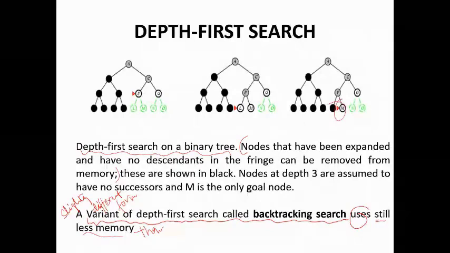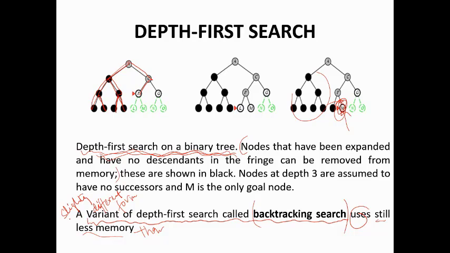I told you about the goal. So depth first search on a binary tree, this is an example. It has moved from here, here, and then come back, and then come here, going first here, and then this way. Finally we reach the goal. The nodes that have been expanded and have no descendant in the fringe can be removed from the memory. I told you about these things. Also, this is an example having the target, the goal.